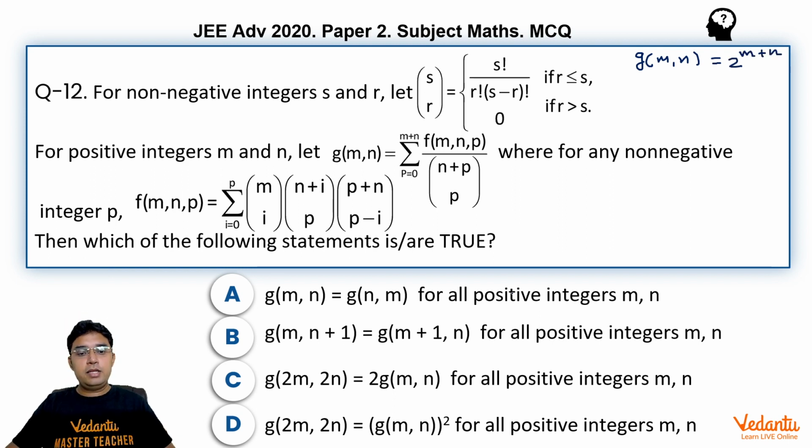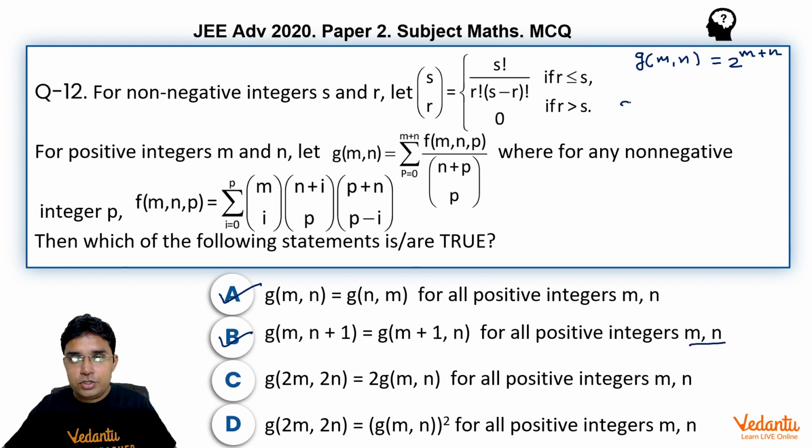Now we can check these options one by one. A option is g of m comma n is equal to g of n comma m. Now you can see from this g of m comma n that it depends upon the sum of these two numbers. So if it is the same, I think it should be correct. M comma n or n comma m will not make any difference. Same goes for B option also, because here g of m comma n plus 1 and g of m plus 1 comma n will also be the same thing for positive integers m comma n.